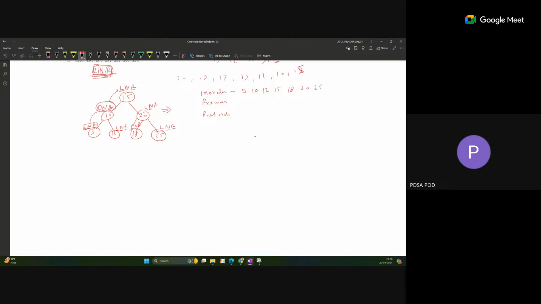This end. Now all are complete. So this right part is completed. Now this part, all steps are completed. Okay, so you will get this order. So this is an in-order traversal.